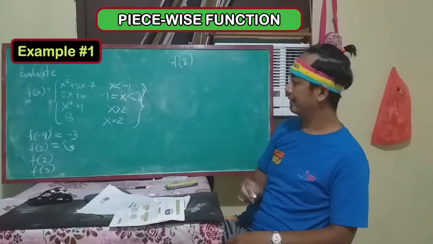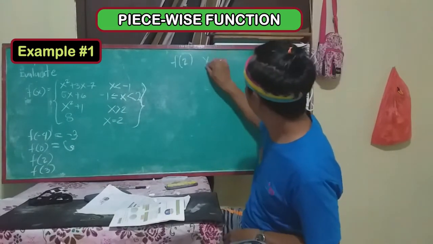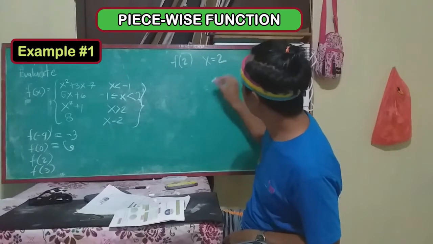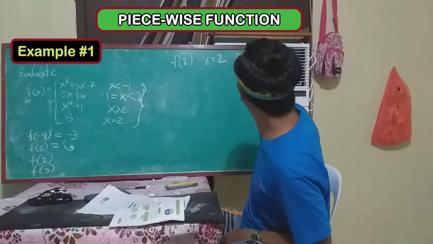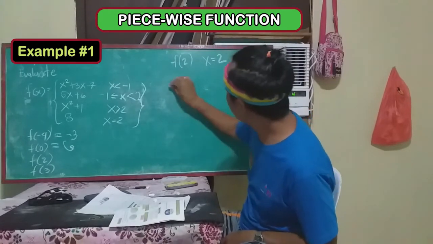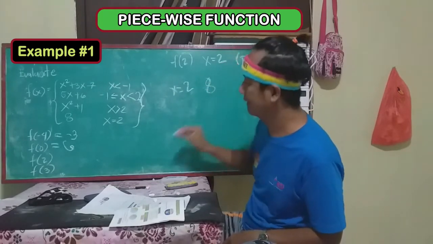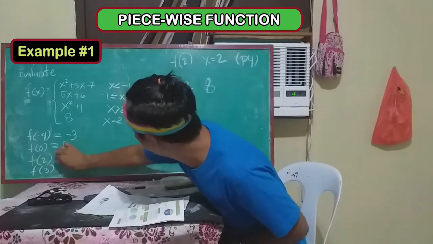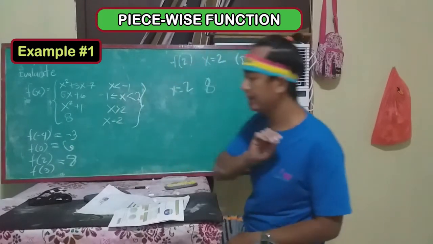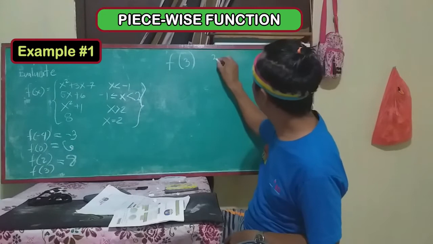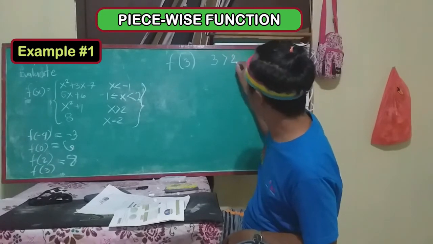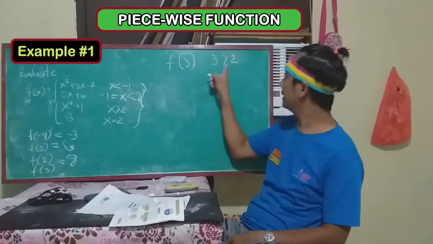Okay, ang nagiging natin dyan. So, x is equal to 2. So, gagamitin natin yung part 4. Kapag x is equal to 2, ang gagamitin natin ay 8. So, 8 na agad. Function of 2 is equal to 8. Yun na yung sagot. 3 is greater than 2.